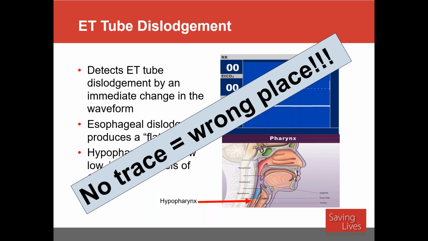you'll get something even in cardiac arrest. But if you don't have a capnography waveform, that tube is in the wrong place. So no trace, wrong place, and patients can die from incorrect tube placement. So this is not a little deal. This is actually a really big deal for patients.